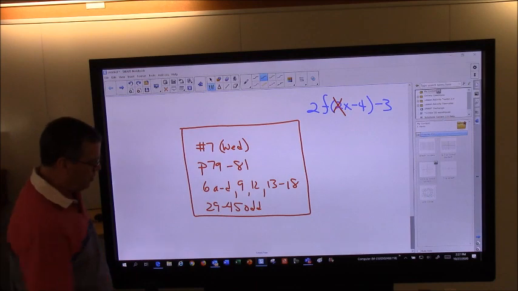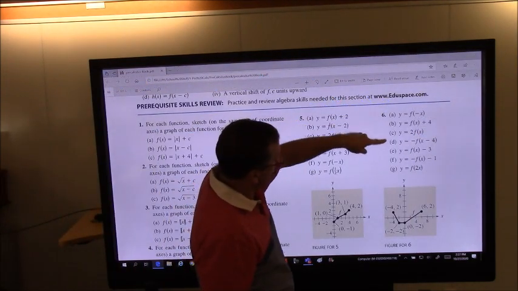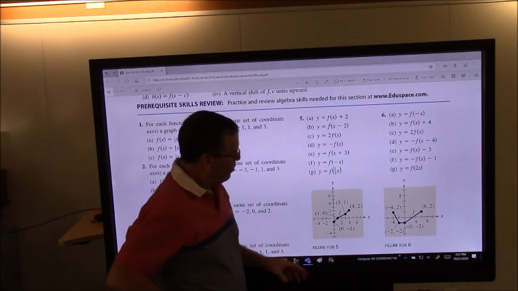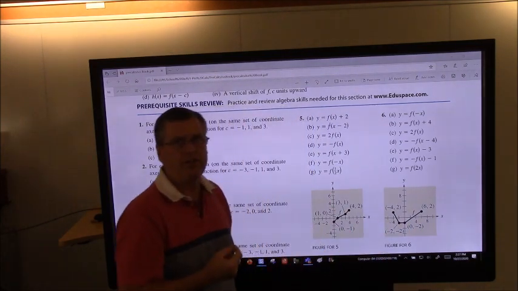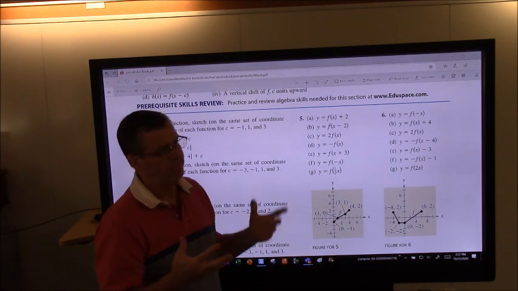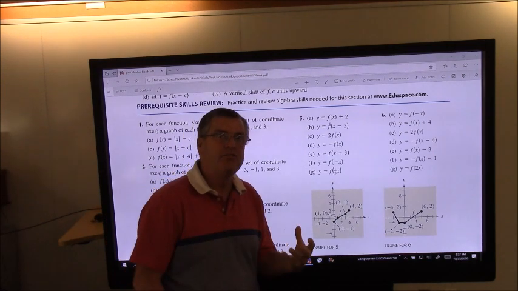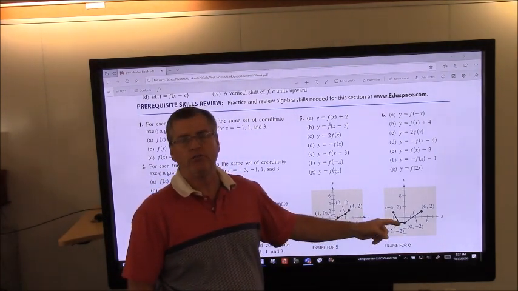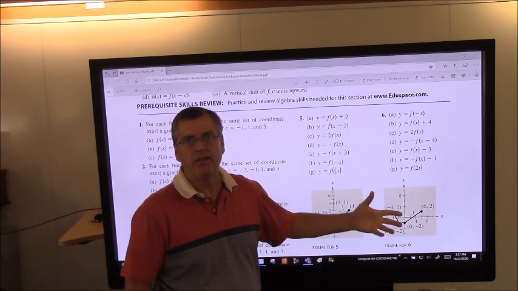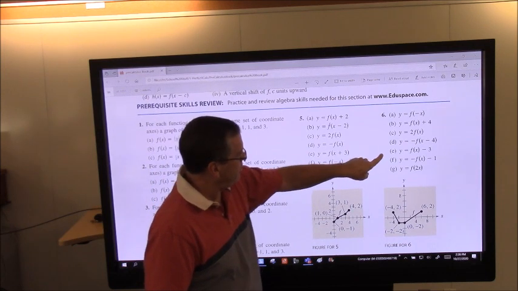Let me just show you real quick what that looks like. All right, so on number 6, we're only going to do parts A through D. What they want us to do is they want us to use this right here as our function. Okay, fine. They just made up a picture. SAT test loves to do this because it makes us think a little harder. It's not a parabola, it's not a square root, it's not a cubic, it's not anything that we know, it's just a picture.